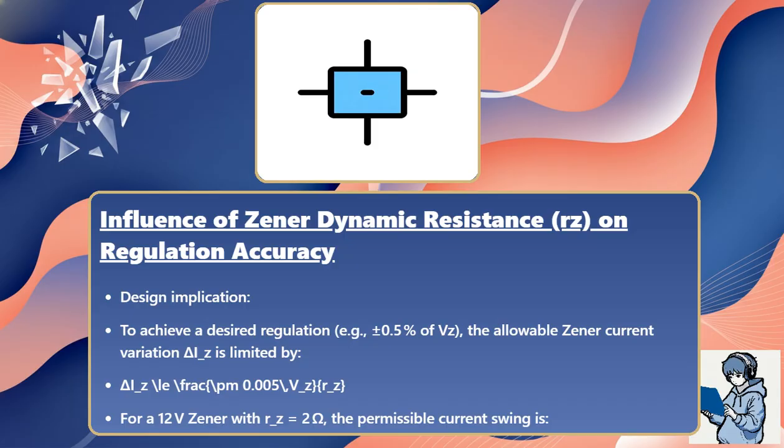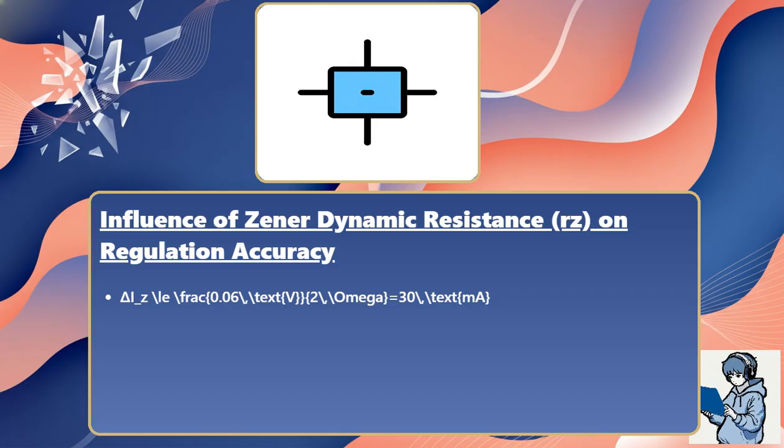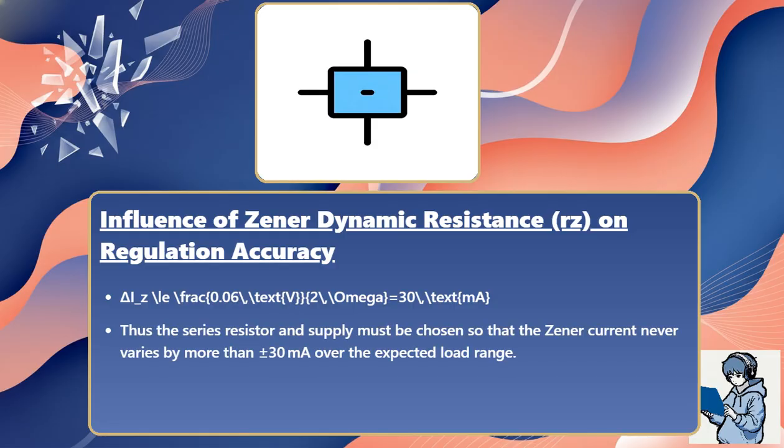For a 12-volt Zener with R sub Z equals 2 ohms, the permissible current swing is delta I sub Z is less than or equal to 0.06 volts divided by 2 ohms equals 30 milliamps. Thus the series resistor and supply must be chosen so that the Zener current never varies by more than plus or minus 30 milliamps over the expected load range.